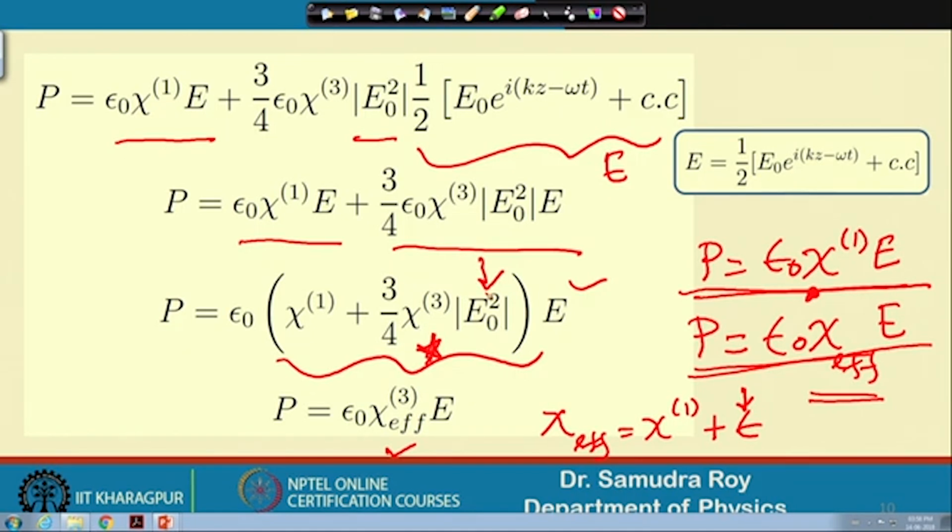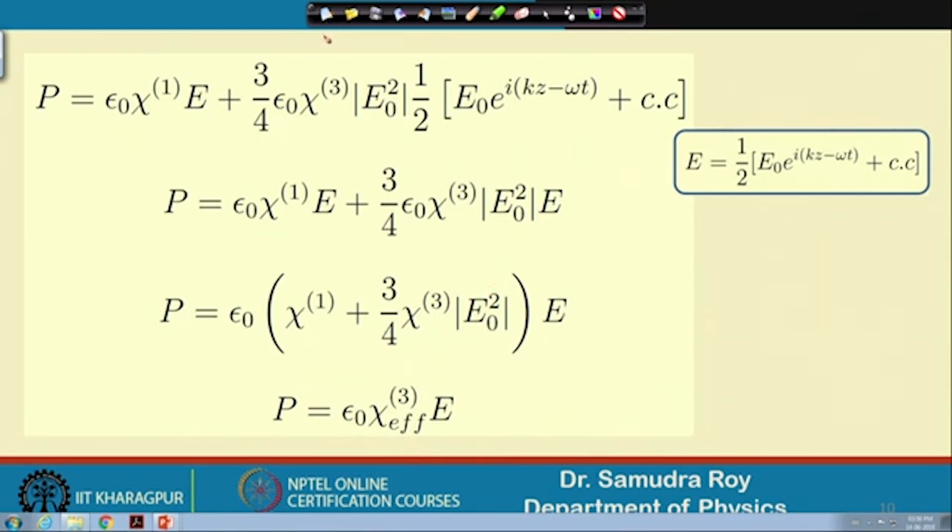So, now this chi effective can lead to one very important phenomenon which is called the Kerr effect, because chi effective is something which can change the refractive index, because refractive index is related to that. So, obviously, the chi effective is now going to change the refractive index, and this refractive index will be changed due to the presence of the third order nonlinearity.